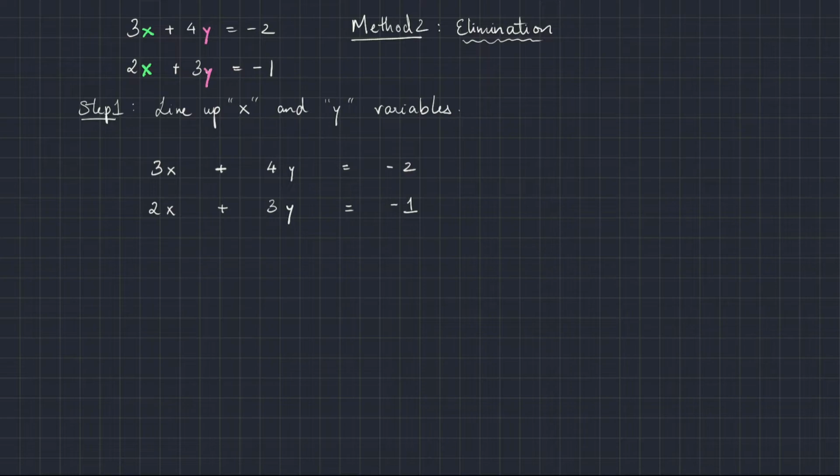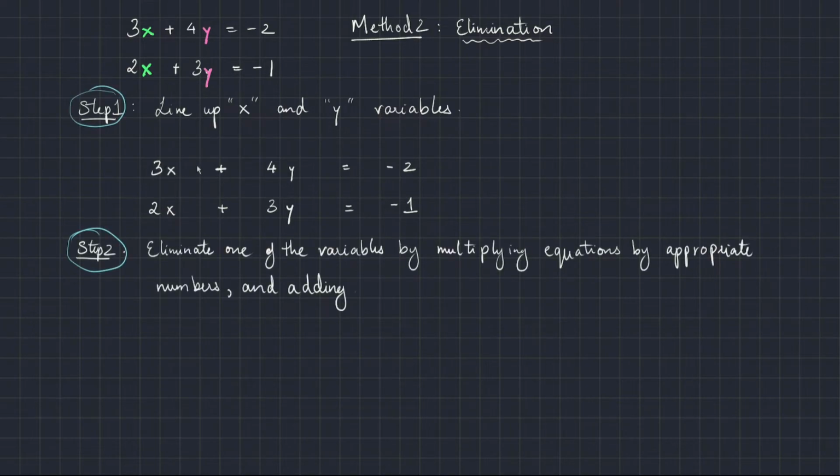This brings us to step 2, which is to eliminate one of the variables by multiplying the equations by appropriate numbers. So as it stands, if I add the first equation to the second equation, I cannot eliminate any of the variables. For example, 3x plus 2x gives me 5x and 4y plus 3y gives me 7y. So I need to multiply each equation by a number so that when I add the equations, it can eliminate one of the variables. Let's say I want to eliminate the x.